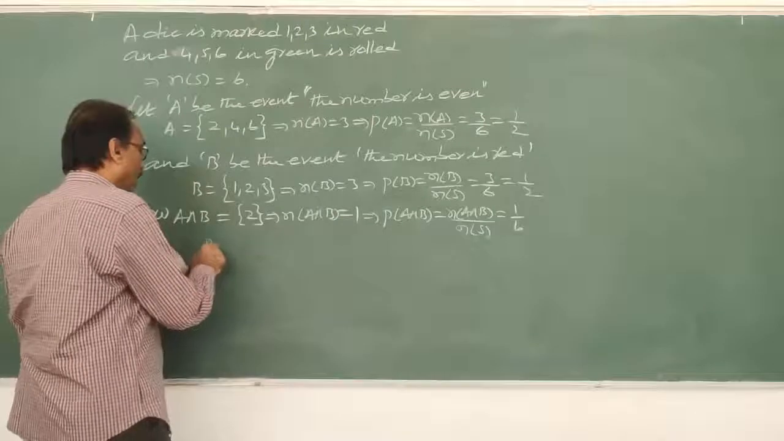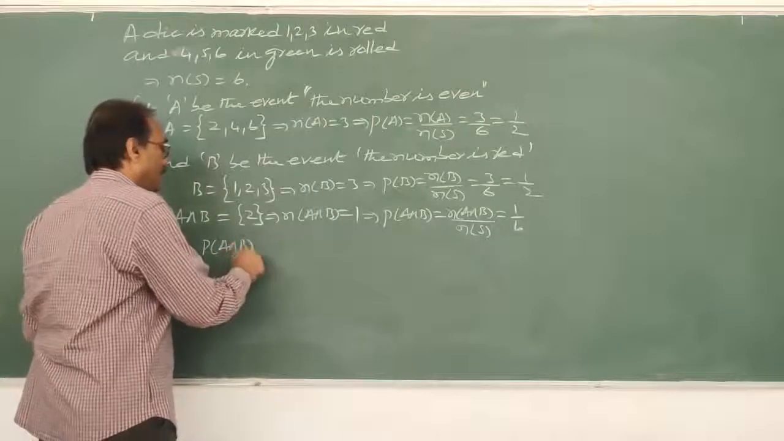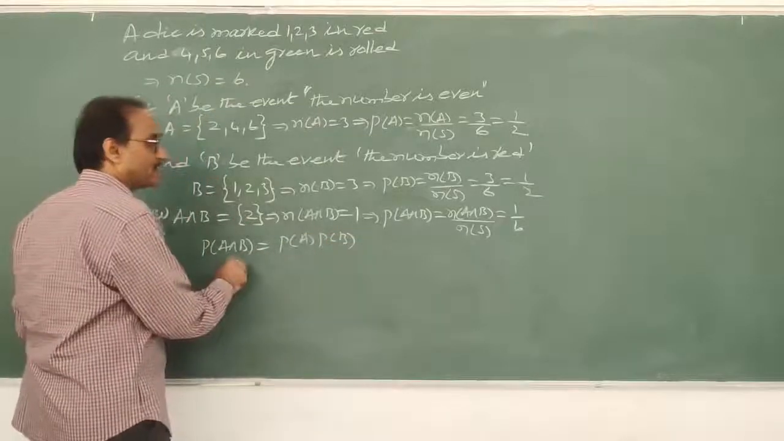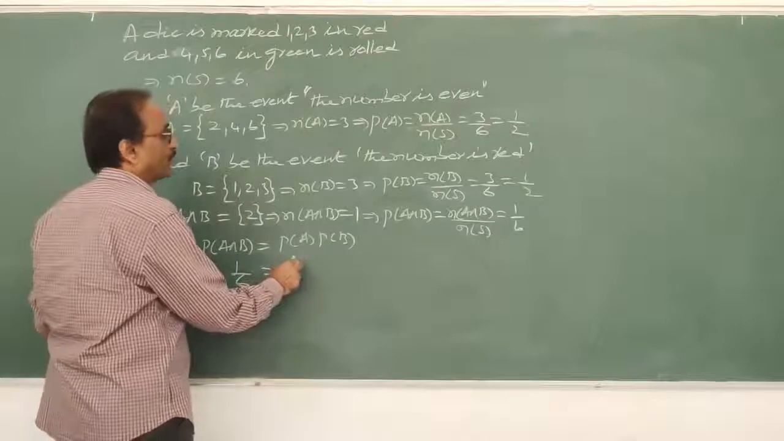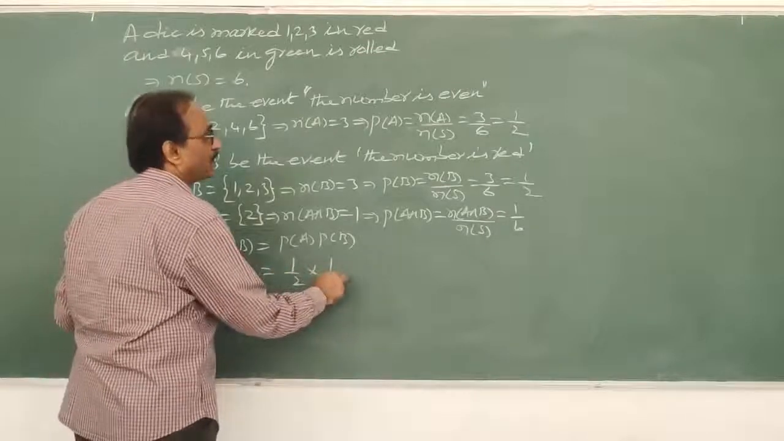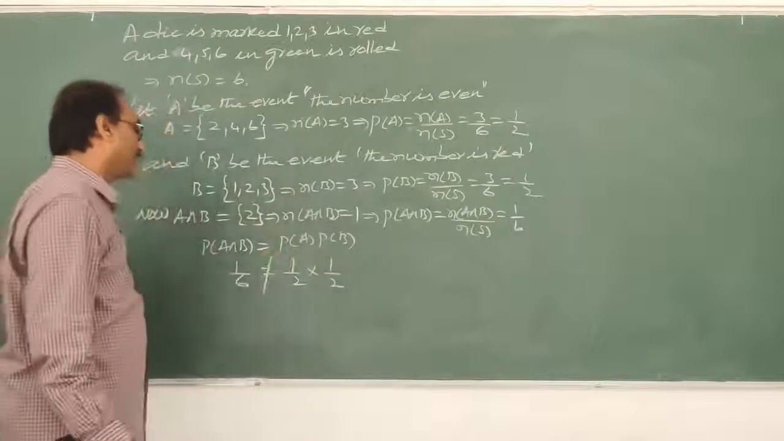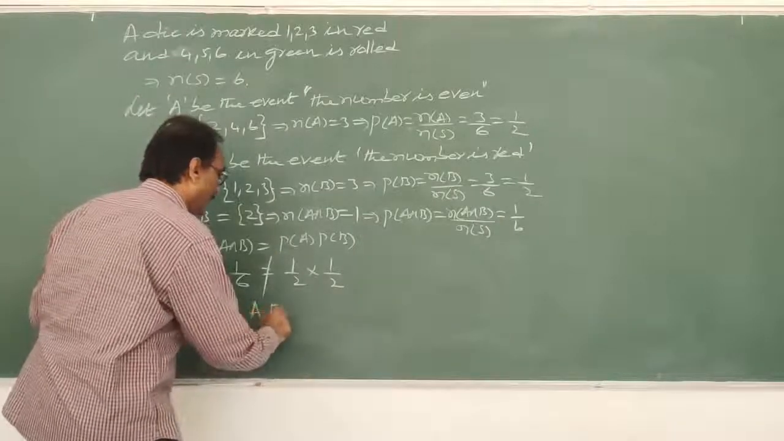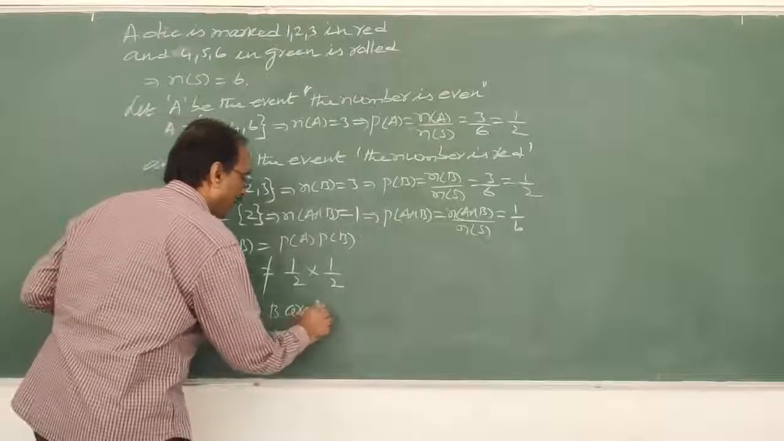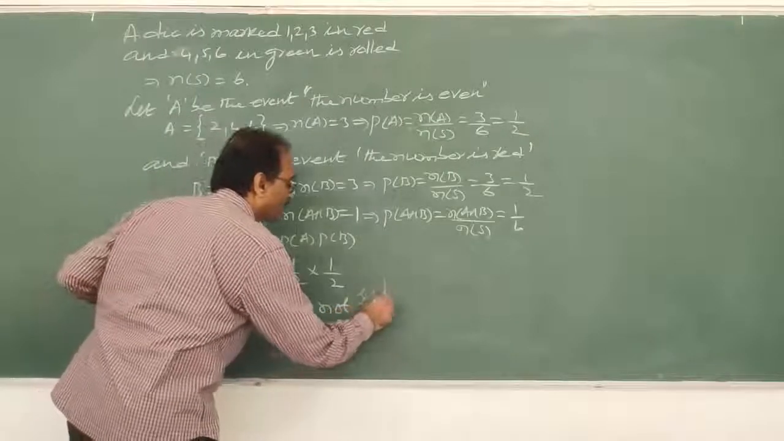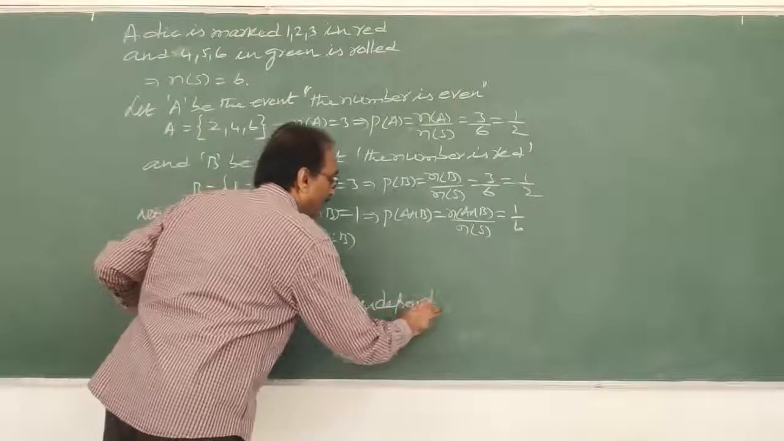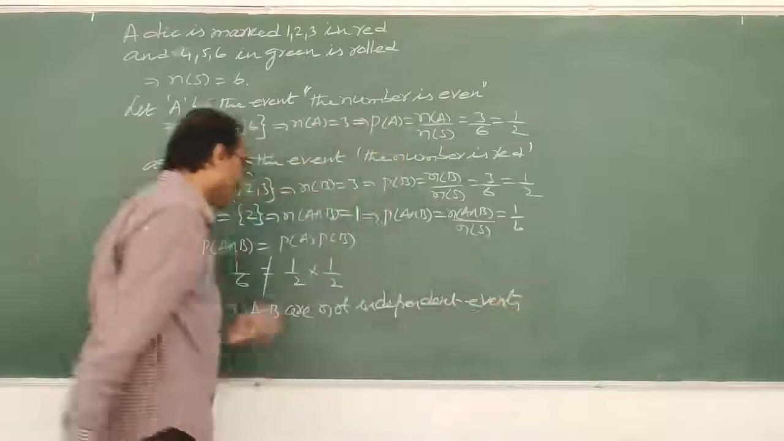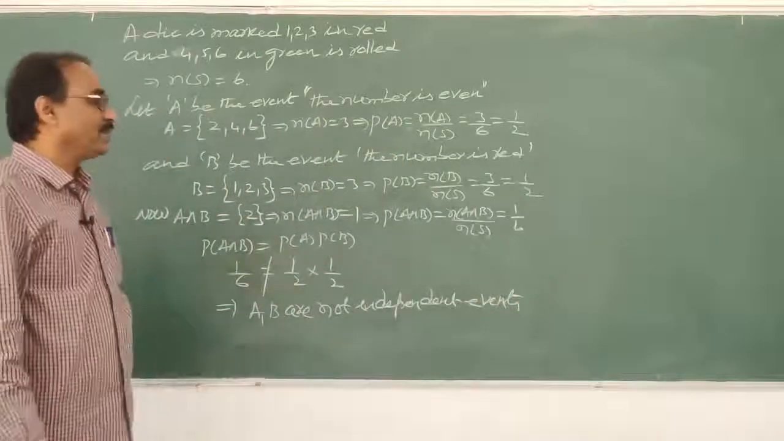Now, what will you do now? We have to check whether P of A intersection B is equal to P of A into P of B or not. So what is P of A intersection B? 1 by 6. What is P of A? 1 by 2. What is P of B? 1 by 2. 1 by 2 into 1 by 2 cannot be equal to 1 by 6. So this implies A, B are not independent events. Like this you should say. This implies not satisfied, so A, B are not independent events.